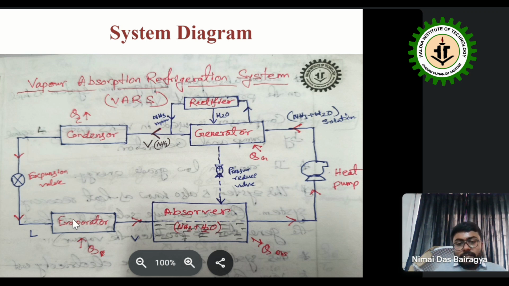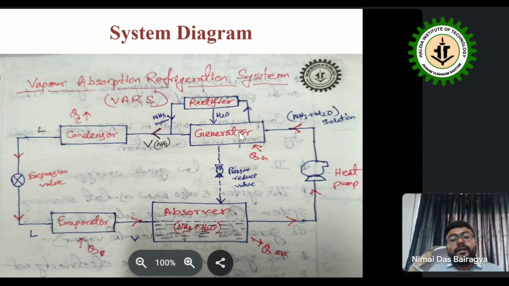We can observe that when the liquid refrigerant enters the evaporator, it absorbs heat from its surroundings and turns into vapor. Then the vapor comes to the absorber where water is present. This water absorbs the ammonia or refrigerant gas and produces the ammonia-water solution in the absorber, and it also rejects some heat. Then it comes to the pump, and by using this pump, it is conveyed to the generator.